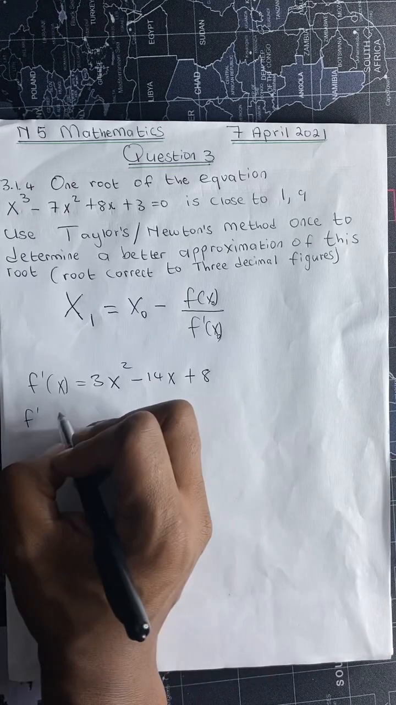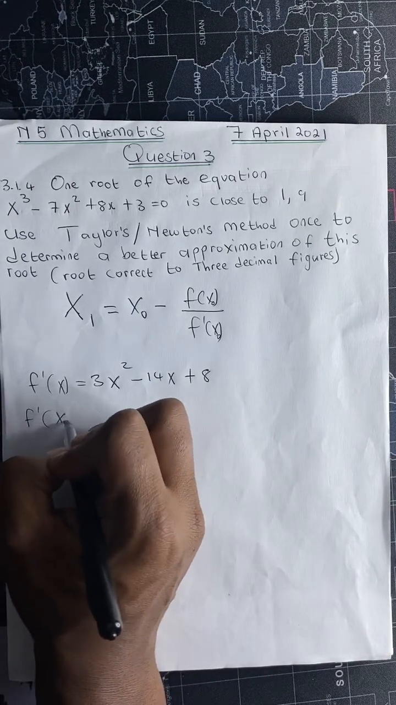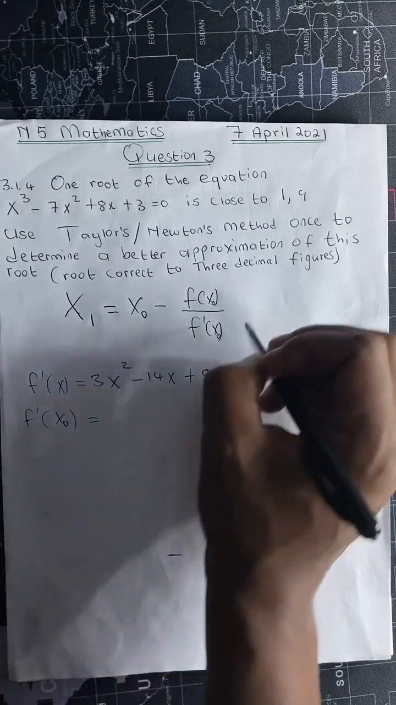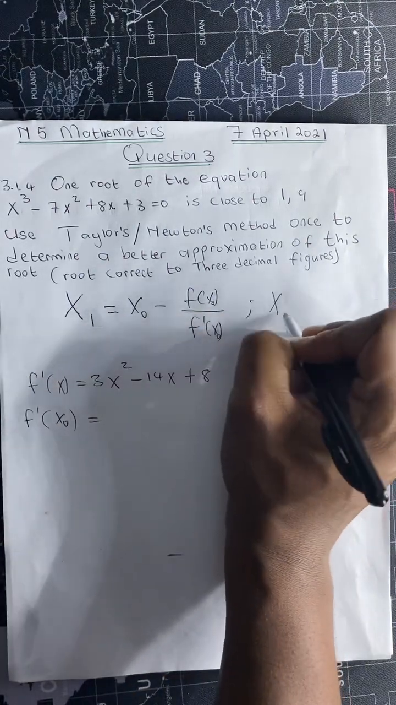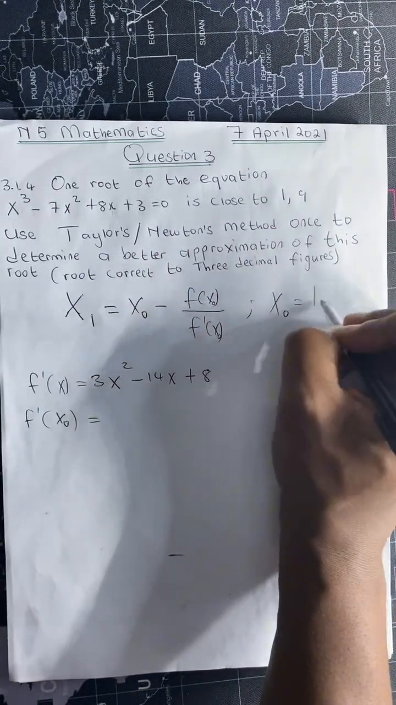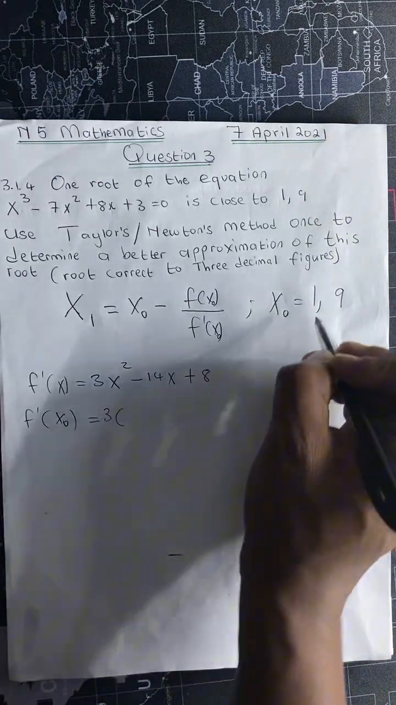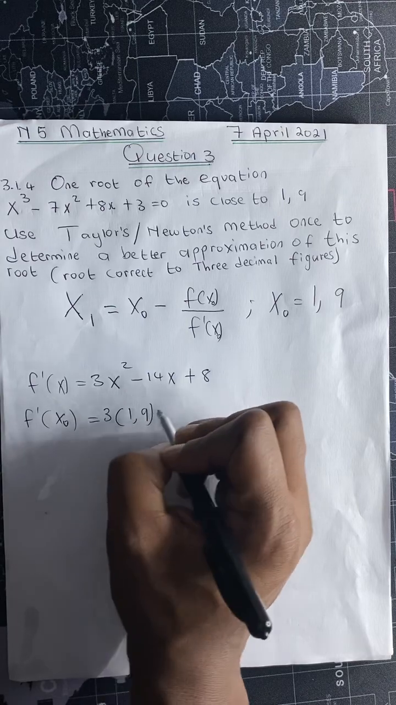So we have to substitute into f of x0. Our x0, we are given, is equal to 1.9. So in the place of x, we'll substitute 1.9.